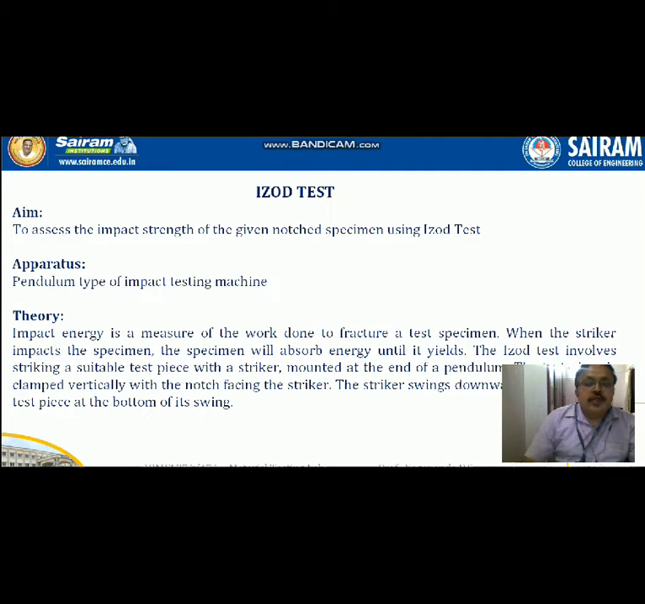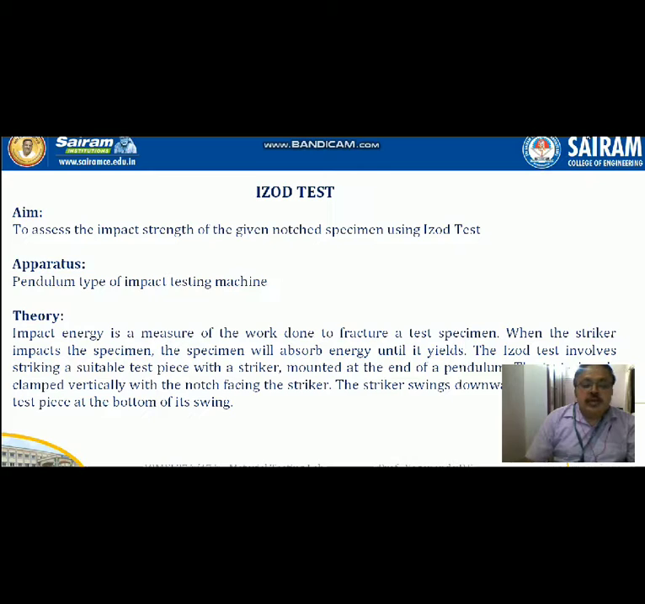Good afternoon, friends. Now we are having a demonstration of the Izod test. The aim of the experiment is to assess the impact strength of the given notched specimen using the Izod test. The apparatus used is a pendulum type impact testing machine.